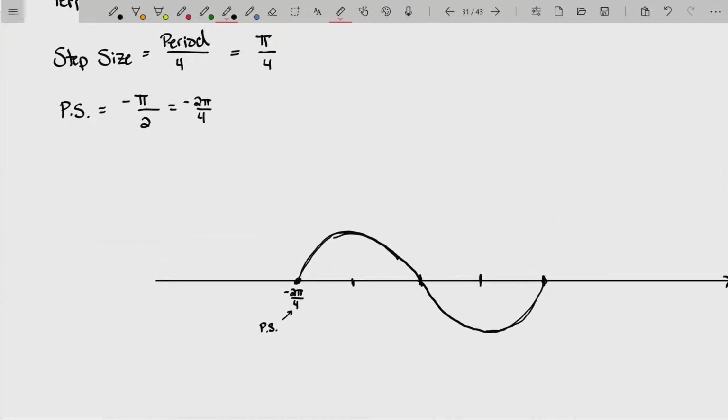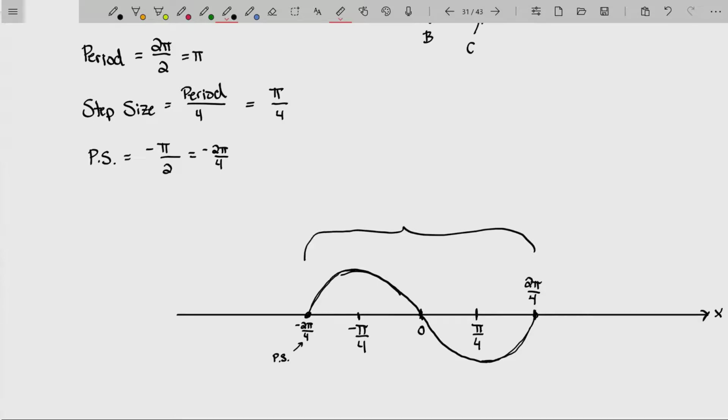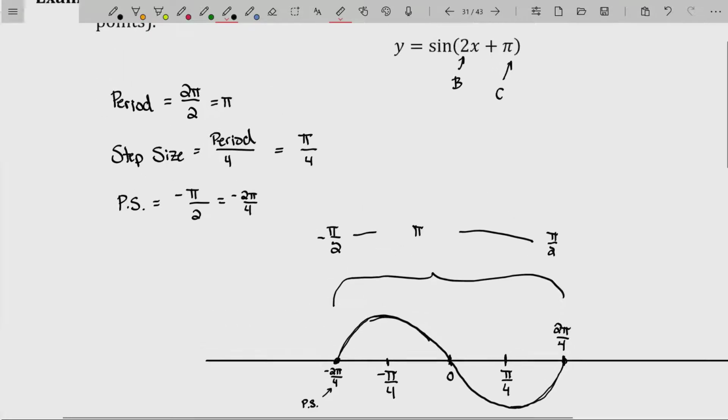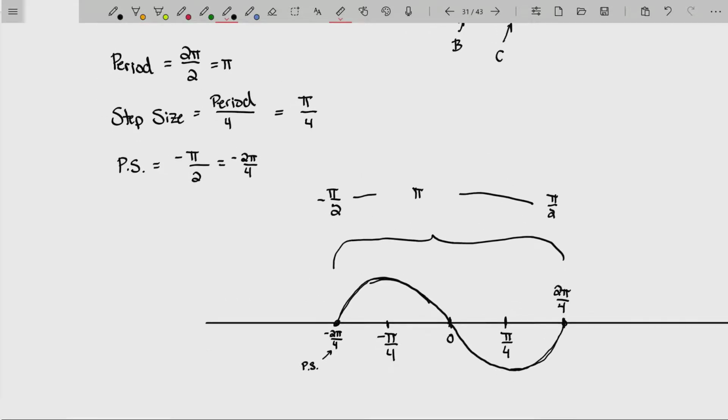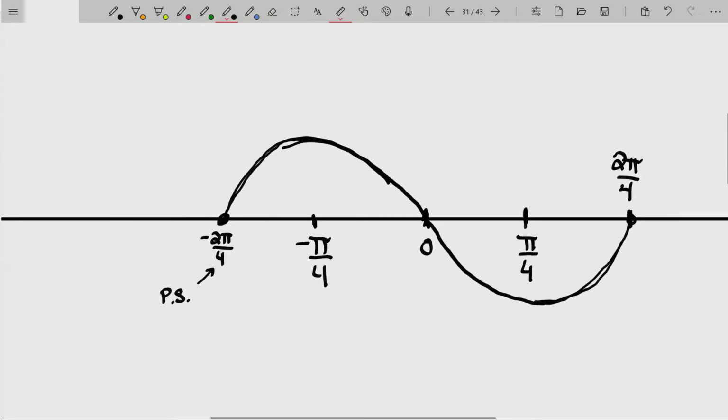If you add a pi over 4, now you're at negative pi over 4. If you add a pi over 4, you're at 0. If you add a pi over 4, you're at pi over 4. If you add a pi over 4, you're at 2 pi over 4. Notice that our period is pi, yet we did not end at pi. What we ended at was pi over 2. Yet the period actually is pi, because the distance between pi over 2 and negative pi over 2 is pi. So don't just label the last point as your period. That would be terrible. And a lot of people do it because they have a habit of doing that. You should not do that. Label your initial point, then step sizes. Just go by the steps until you get to the end.